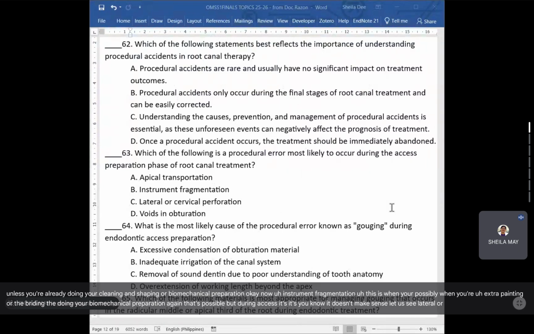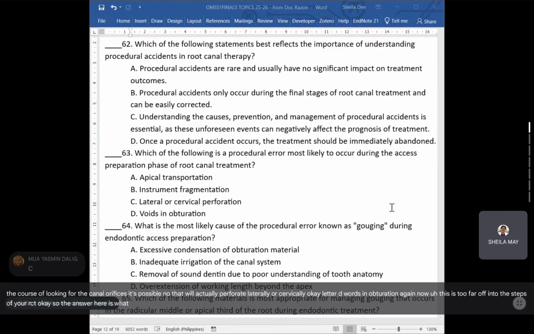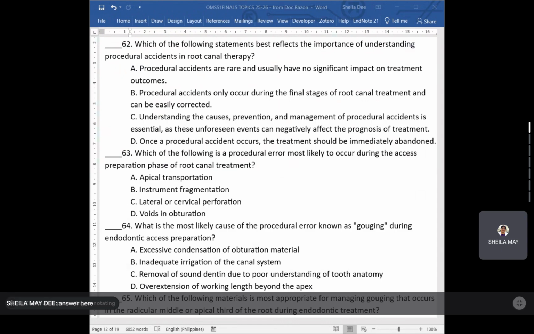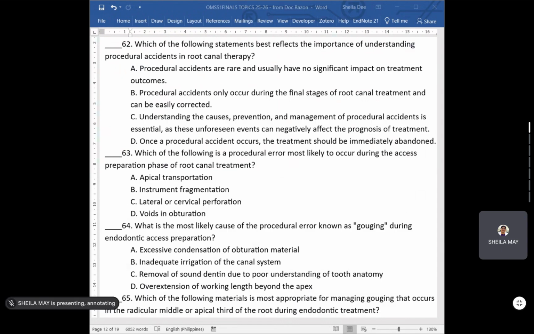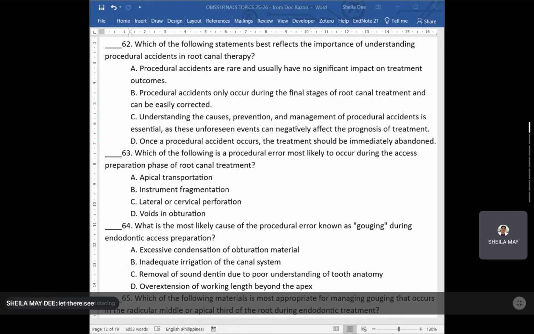Letter C: lateral or cervical perforations. No, so in the course of looking for the canal orifices, it's possible that you'll actually perforate laterally or cervically. Letter D, voids in obturation. Again, no, this is too far off into the steps of your RCT. So the answer here is what? Letter C.